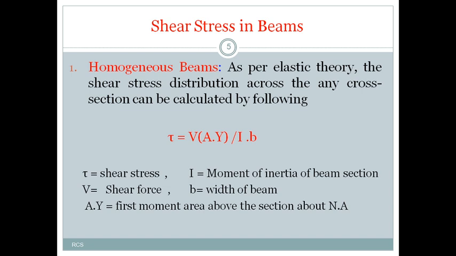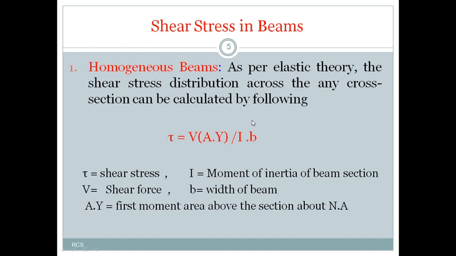So generally we have two types of beams: homogeneous beams and heterogeneous beams. Homogeneous means they are made up of the same material. Say here, for the homogeneous beam, I will consider this beam is made up of only concrete. So this stress distribution was studied with respect to the elastic theory.